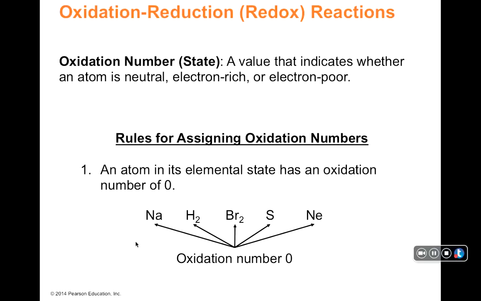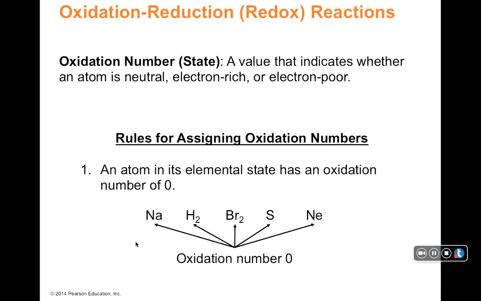In order to identify these types of reactions, you need to be able to do this next sort of skill, which is to identify the oxidation number of any element. You can do this for anything. It doesn't have to be specifically a redox reaction. You can do it for any compound.